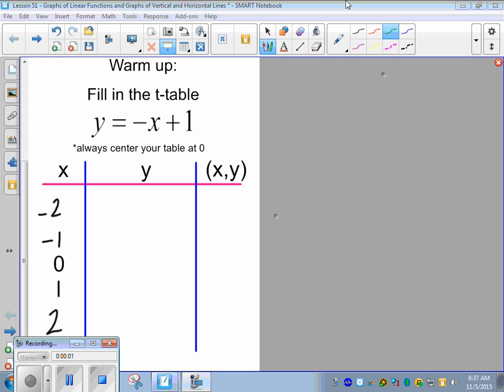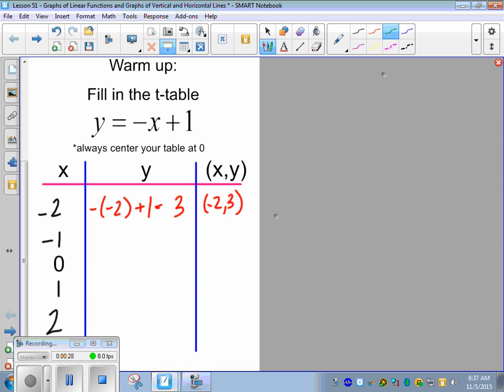Plugging in your points, let's do this really quick together. We'd have negative x plus 1 in this column. If I plug it in, negative negative 2 plus 1. Sophia, what'd you get for this first number for y? 3, great, because I get a negative and a positive, 2 plus 1 is 3. So my ordered pair is always x comma y, negative 2 comma 3 for my first point.